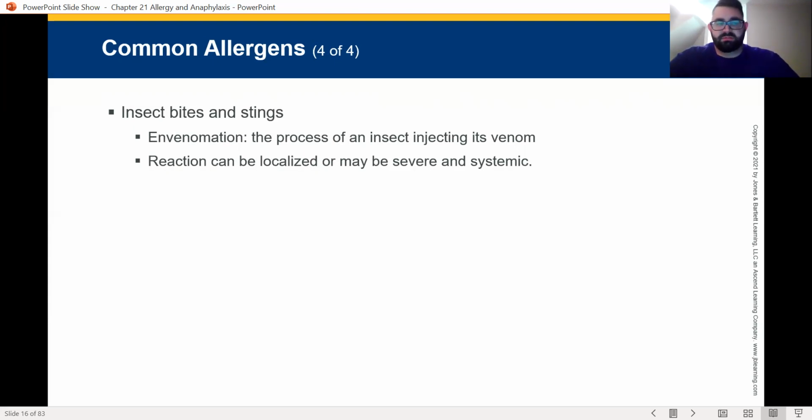So envenomation is the process of an insect injecting its venom, and the reaction can be localized or it may be severe and systemic. Localized means it's an allergic reaction. Systemic means it'll be anaphylaxis when it hits more than one body system. Hits a couple of them. I think it's 2 or 3.